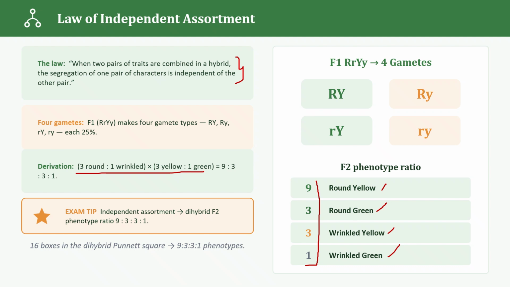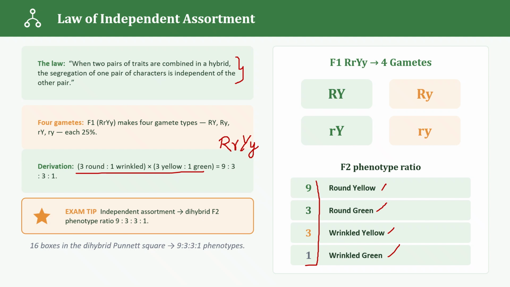And formation of four types of gametes you can see here. What are the four gametes? See the genotype of S. What is the genotype of F1 generation? Genotype of F1 generation was capital R, small r, and capital Y, small y, right?